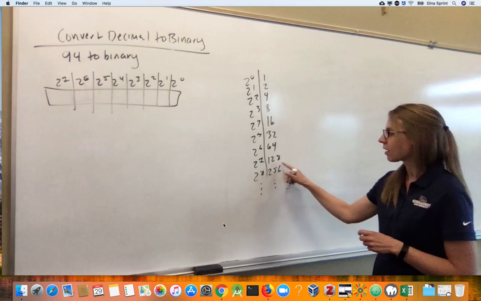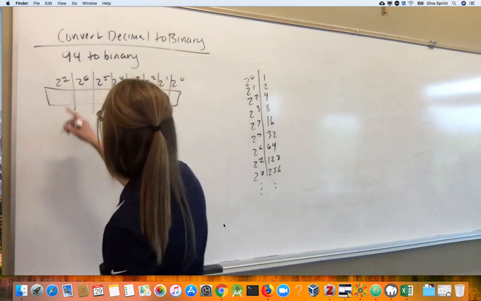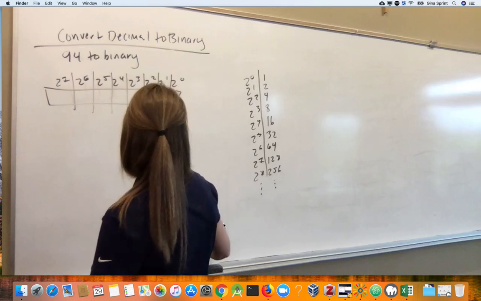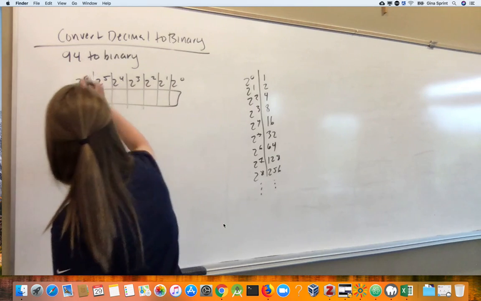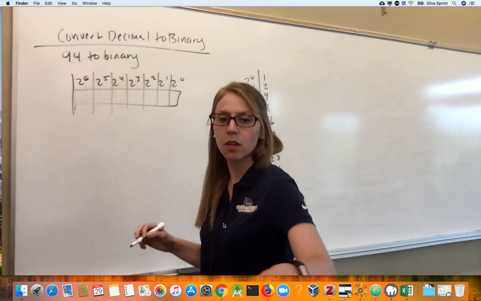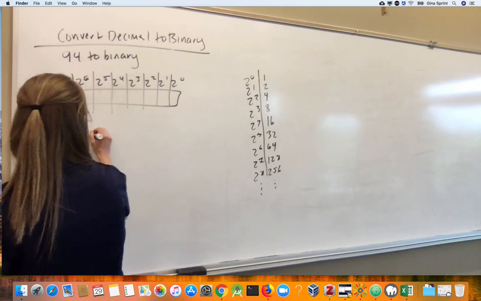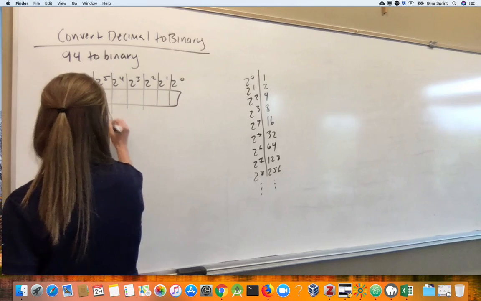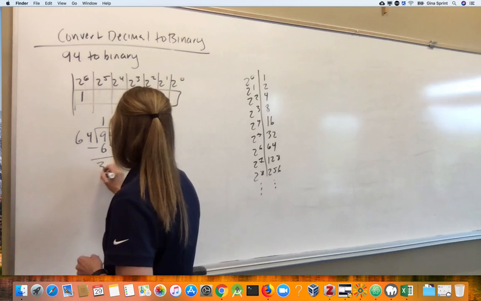Okay. We know that 2 to the 6 goes into 94 evenly, one time. 64 goes into 94 evenly one time. We put a 1 here. We subtract 64, and we get 30.